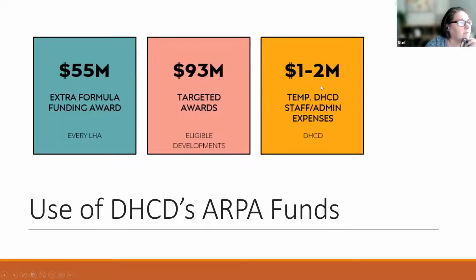And then we have a very small percentage. I know it's 1.2 million, but it's actually a very small percentage to go towards additional staff that will help us implement these projects and other administrative expenses.